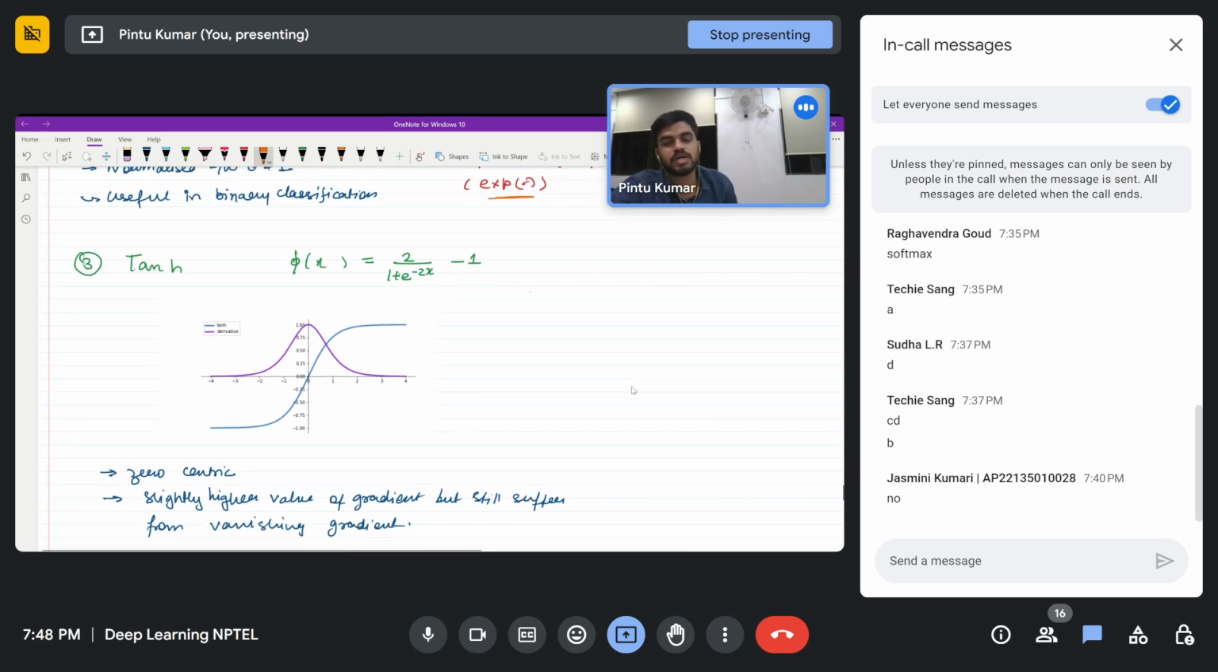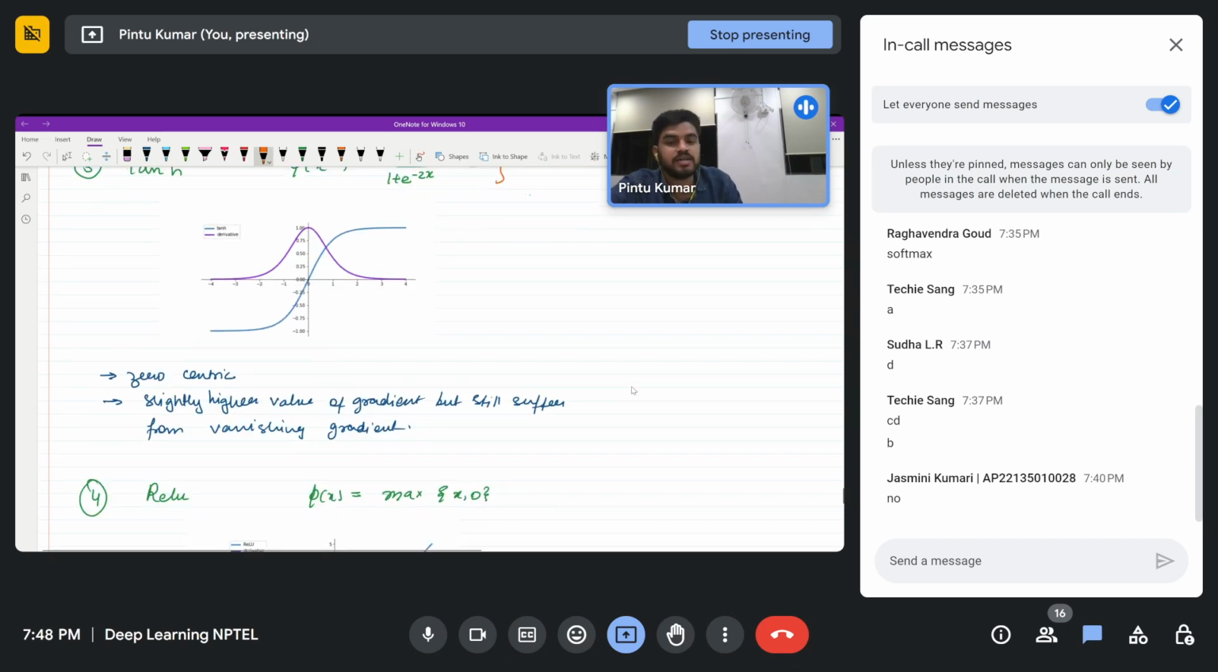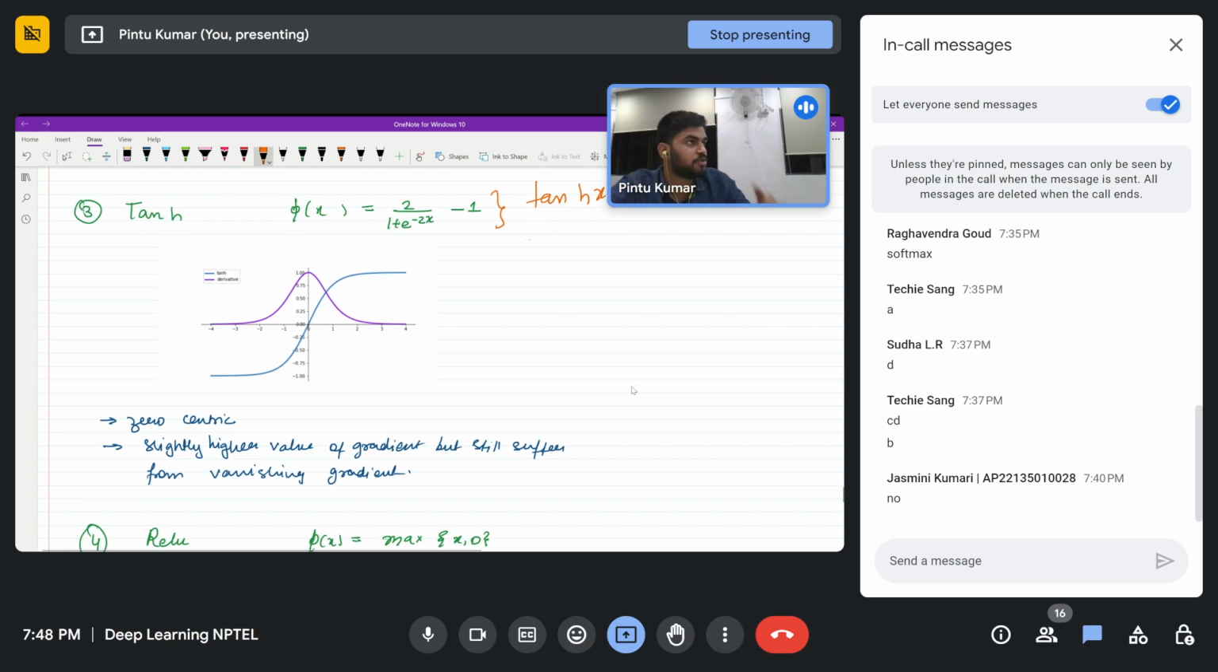Okay, something that is very similar to sigmoid is the tanh function. Whatever disadvantages we had in sigmoid, those are taken care of by this tanh function. Now if you look, the derivative is also going up to 1, so we have avoided this vanishing gradient problem. And this function is zero-centric. It takes negative values also, and it takes positive values also. So these are the two advantages.